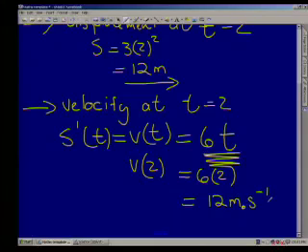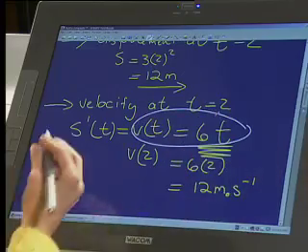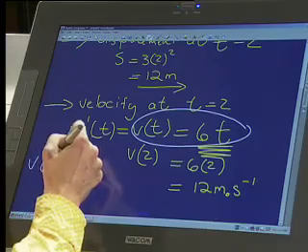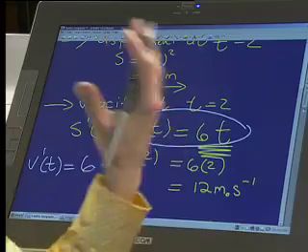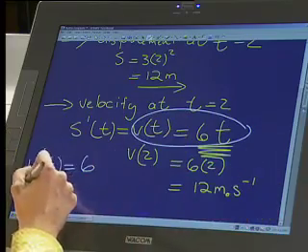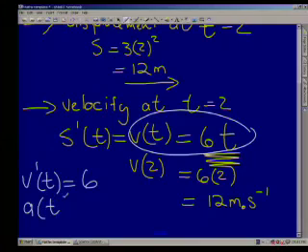Another possible question could be to calculate the acceleration. Now, in this particular case, what you will notice is if I take the derivative of my velocity equation, there's my velocity equation. The derivative of my velocity equation will be 6. Now that means, that gives me a constant. So that means that my acceleration, irrespective of what the time is, will be 6, and that is then meters per second squared.